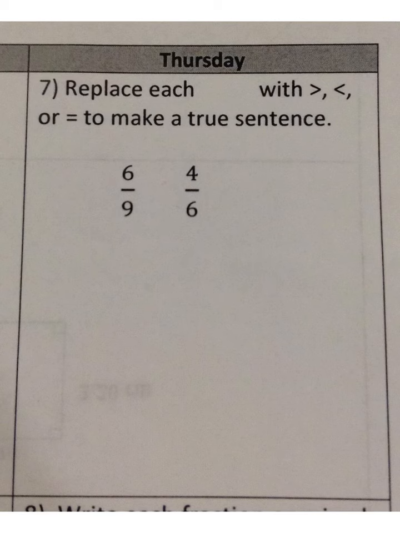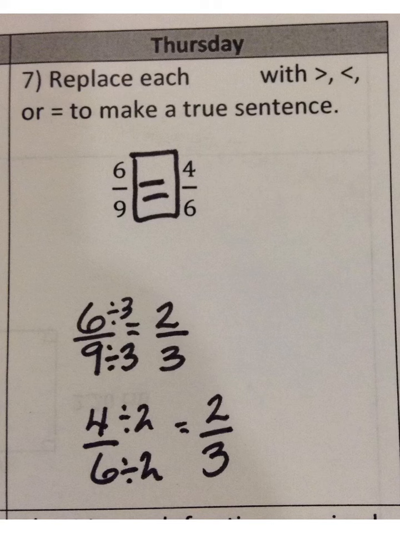Number 7, replace each blank with greater than, less than, or equal to make a true sentence. What I did for this one is I looked at the fractions and I noticed that each of them could be reduced. And once I reduced them, they both came to 2/3, so it's equal. If you didn't notice reducing, you can also change them to decimals and you would see that you would get 0.6 with that 6 repeating.